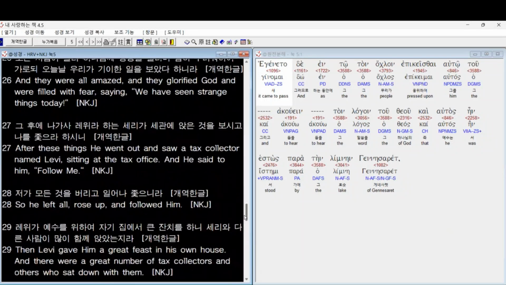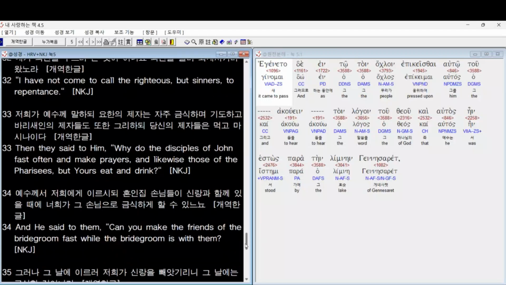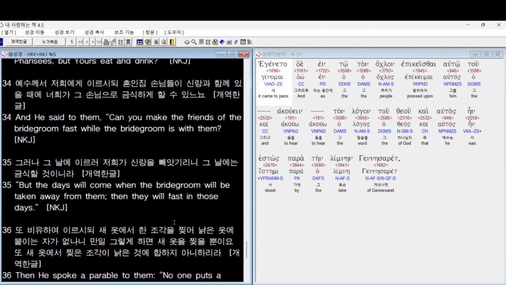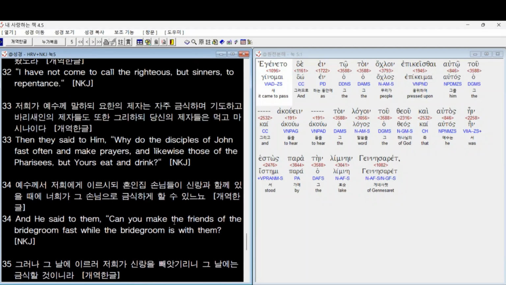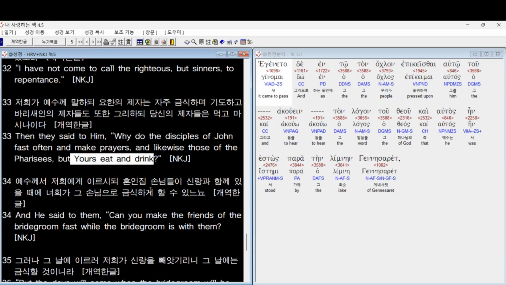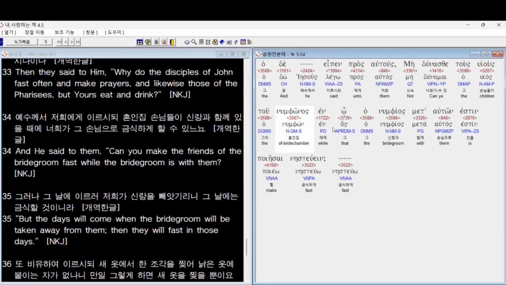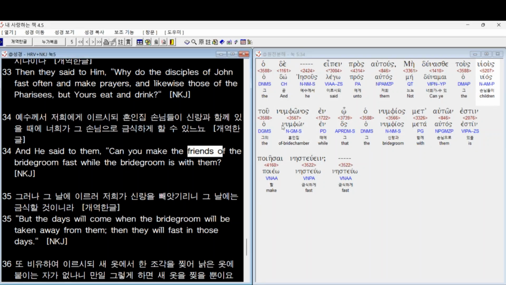Coming down, 5:37. So here Jesus is talking about the fasting. And the disciples of John and the disciples of the Pharisees are fasting. And then they said, but why do yours eat and drink? And then he said to them, can you make the friends of the bridegroom fast? So here says friends, but this is the sons. You see here, Huios is the sons. English translations, King James children, New King James friends, but it is the sons.